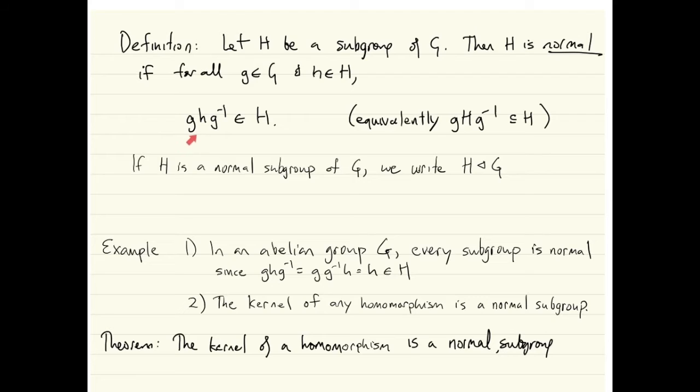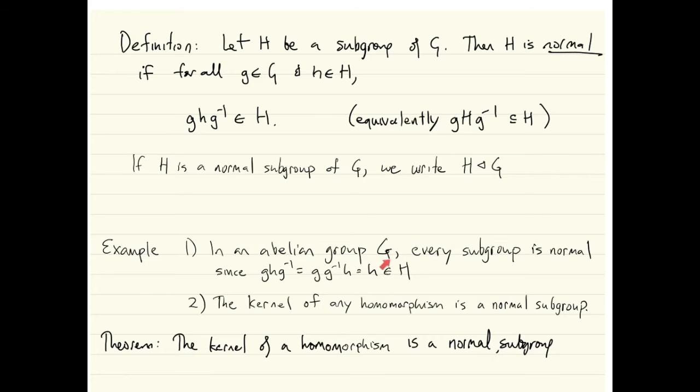This combination g h g inverse is sometimes called the conjugation of H by g, or the conjugation by g of H. It seems strange when you first see it, but because it comes up so often in group theory, it's given a name called conjugation. Okay, now if H is a normal subgroup of G, we write H triangle like so, G. Let's look at some examples.